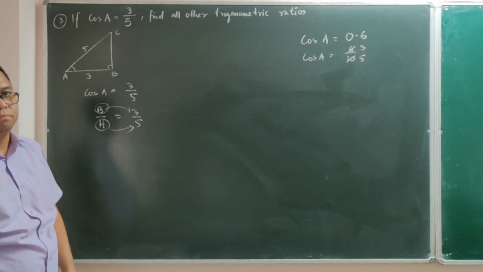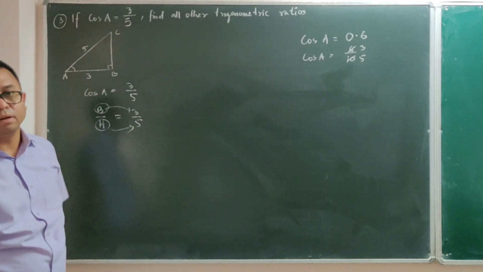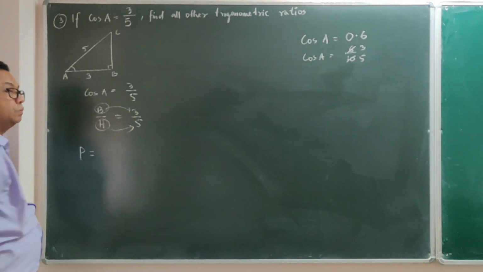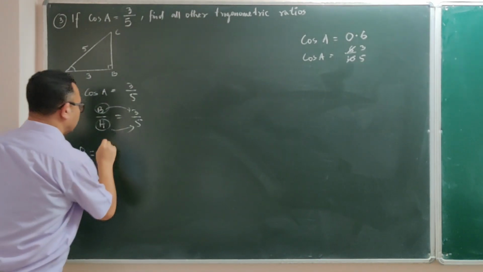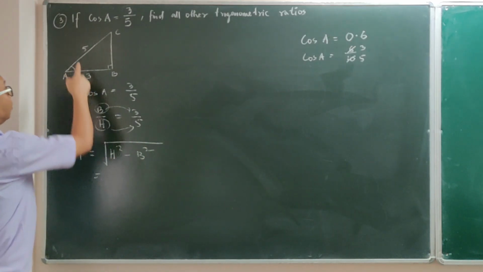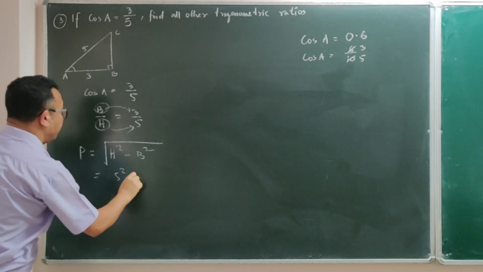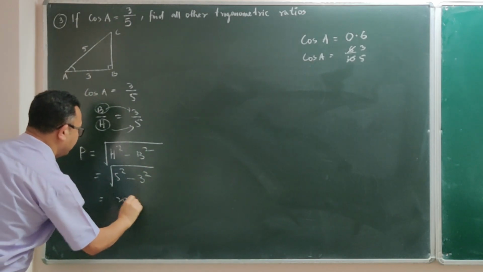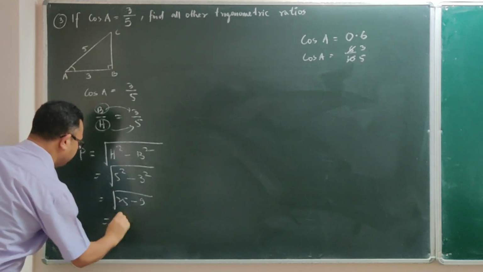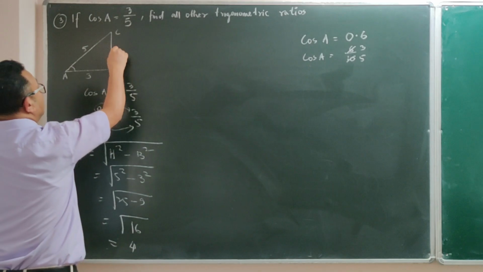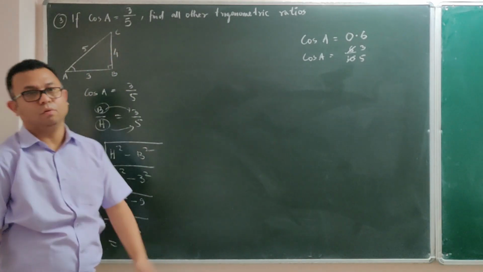Perpendicular is missing. If you want to find perpendicular, like in the previous question, perpendicular is equal to under root of hypotenuse square minus base square. So hypotenuse is 5, base is 3, under the root. So this is 25 minus 9, which gives square root of 16, and that is equal to 4. Now we know perpendicular. Now you can write in the diagram perpendicular 4.